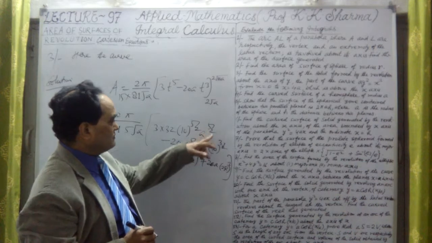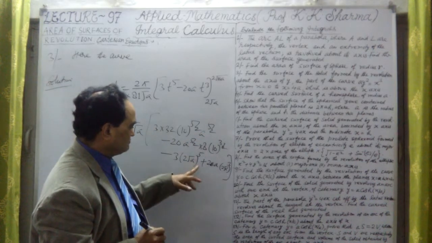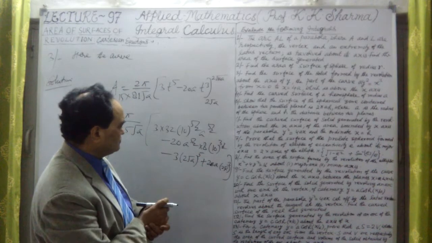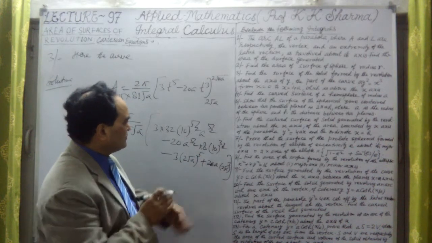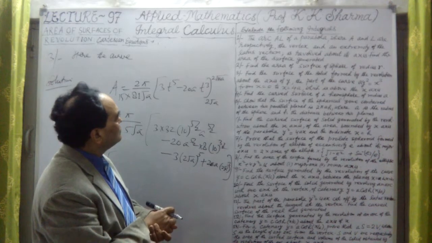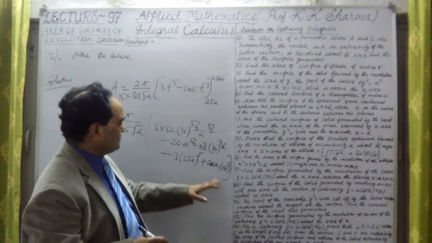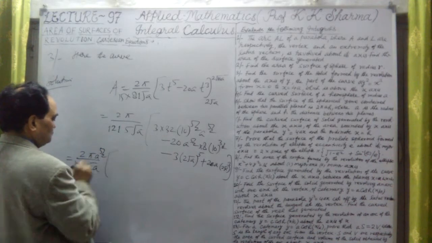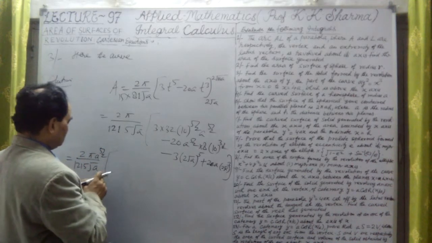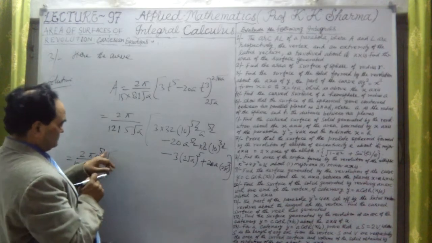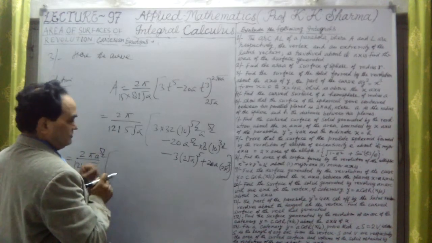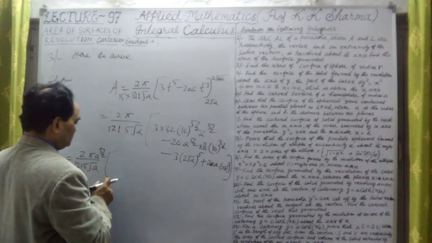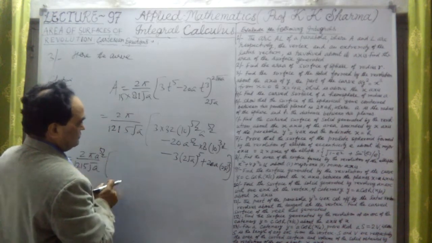Now in the numerator, what do we get? A raised power 5 by 2, this is also a raised power 5 by 2, and this is also a raised power 5 by 2. So a raised power 5 by 2 can be taken out. A square will be left over because of minus half in the denominator. If I subtract, 5 by 2 minus 1 by 2, that means 4 by 2, a square is there.